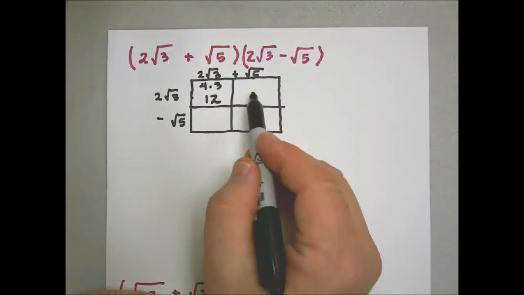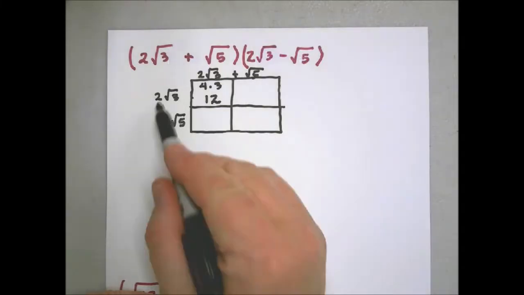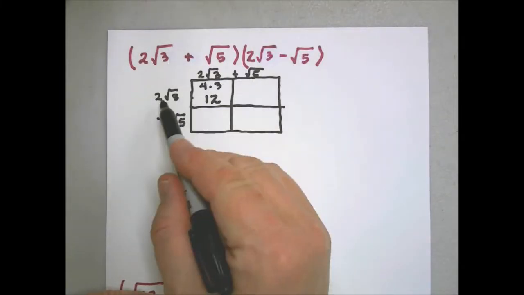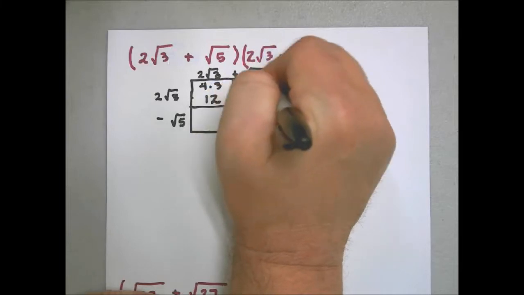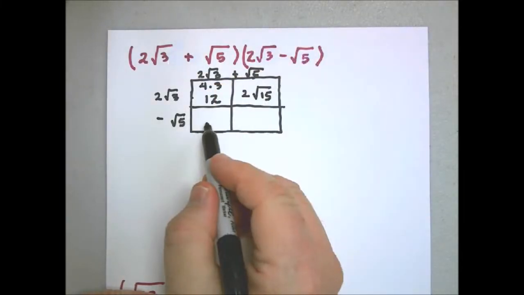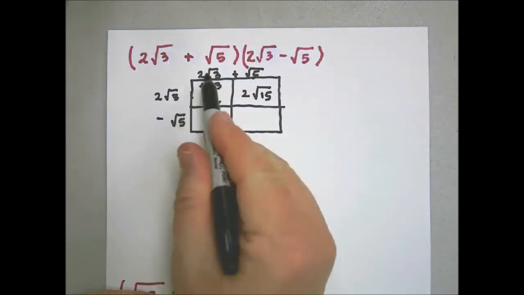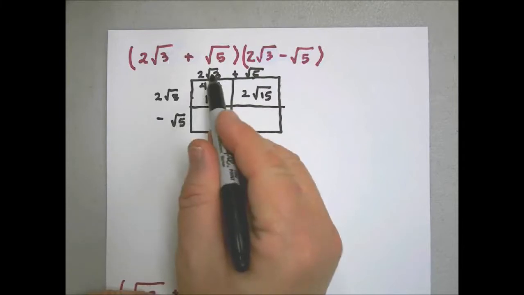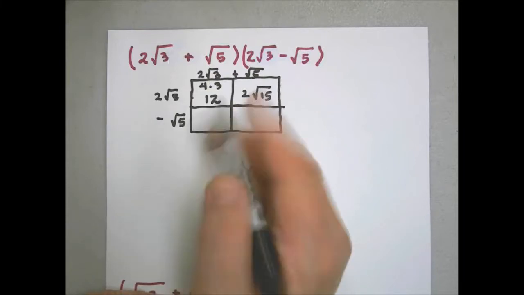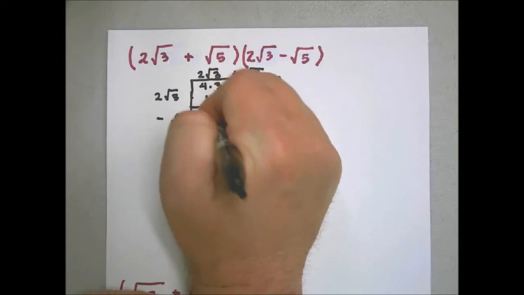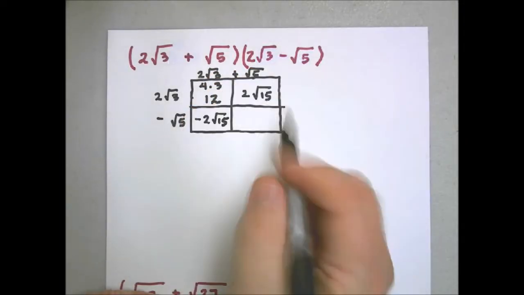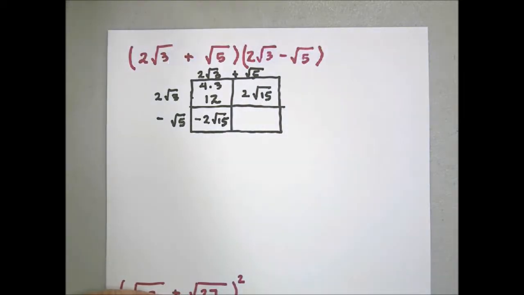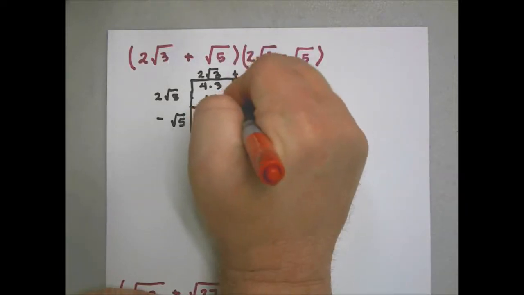Now, if you actually worry about this cell, 2 root 3 times positive 5 is 2 root 15. But if you come down here and you multiply these two things together, what's positive 2 root 3 times negative root 5? Well, a positive times a negative is a negative, so that would be negative 2 root 15. And lo and behold, look what happened. The same thing that always happens when you're dealing with difference of perfect squares. The two middle terms cancel each other. They're gone.